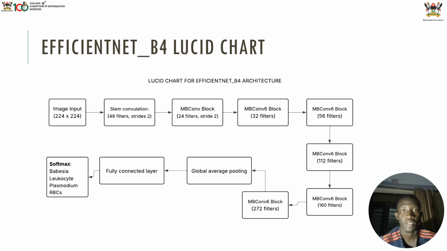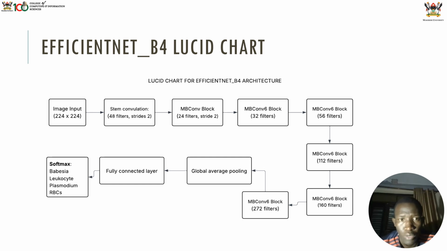Then I will proceed with my Lucidchart, which explains the architecture and how it flows. Initially, the image input takes in images with dimensions of 224 by 224. From there, we have our stem convolution, which extracts low-level features such as edges and textures. We have two strides, which reduce the image size while increasing the feature depth.